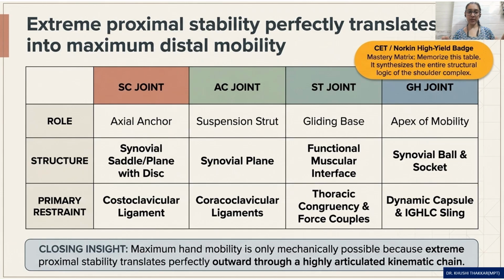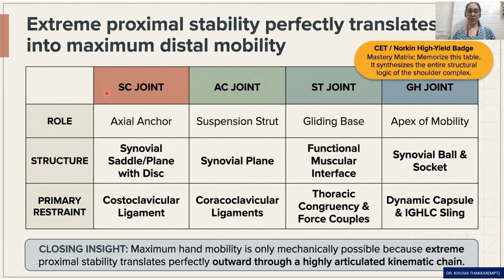Now this is a quick structured map made by me which will help you revise quickly. Extreme proximal stability perfectly translates into maximum distal mobility. When your shoulder joint or any proximal joint is stable, you can move your hand and distal joints easily. If there is no stability proximally, distal mobility is hampered.